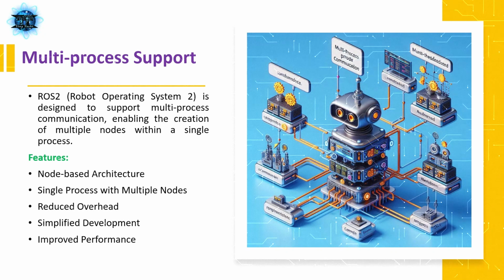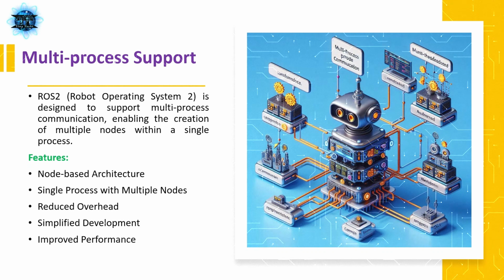And what is reduced overhead here? Why this matters: running nodes together in one process reduces the overhead, which is like the extra work your computer has to do to manage separate processes. It's like organizing things in a room instead of spreading them out in different rooms.